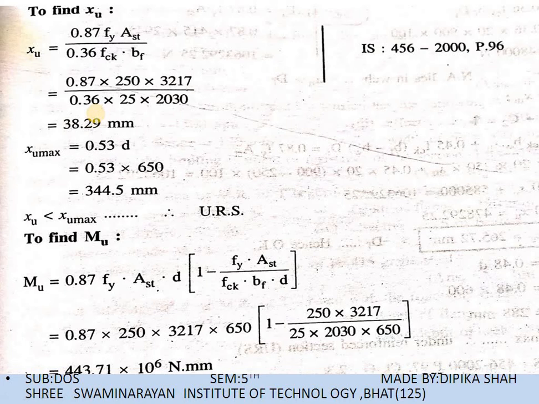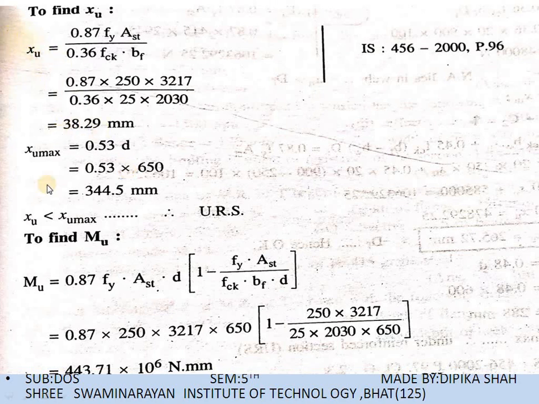Now we will find out the Xu max. For finding Xu max we have a guideline given on page number 70 of IS 456-2000. From that we get the equation for Xu max as 0.53 d. Here small d is 650, as the overall depth given in this example is 700, and the cover of the beam is 50 mm. So our effective depth will be 650 mm. We will put the value of effective depth in this equation, so our Xu max will be 344.5 mm.